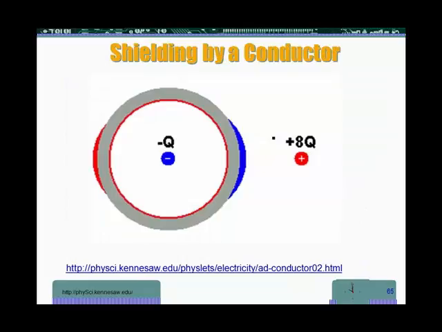Another interesting thing about conductors. Let's take this case here. What if I have a negative charge and I place it in the middle of a hollow conducting sphere? Okay, what's going to happen?